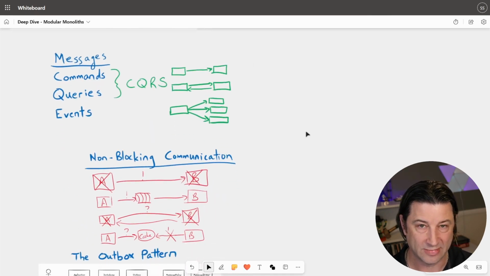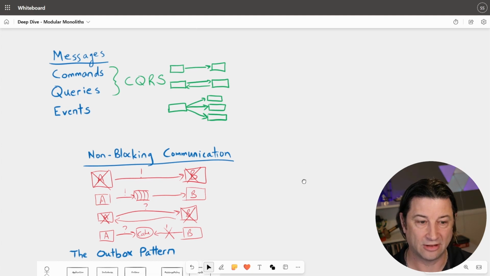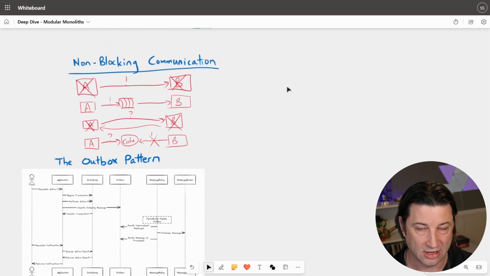Now, as far as messages goes, we talked a little bit about the differences between commands, queries, and events. Those are the three types of messages that we're going to be sending between our modules. And so it's important that you understand the differences between them and when to use each one. Then we talked about non-blocking forms of communication. Again, this is super important for microservices, not so much for modular monolith, but still worth knowing.